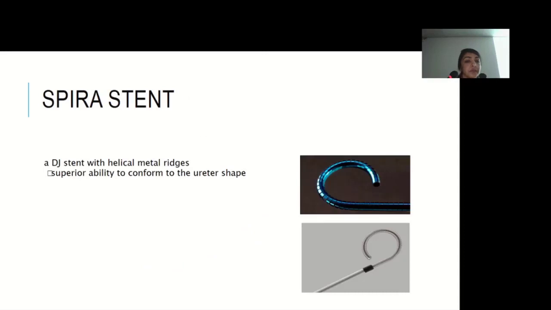Spiral stent, this is arranged with metal ridges, so it accommodates in the pelvis very well. So again, the spiral stent helps in a better stent retention mechanism, and they are less prone to stent migration.